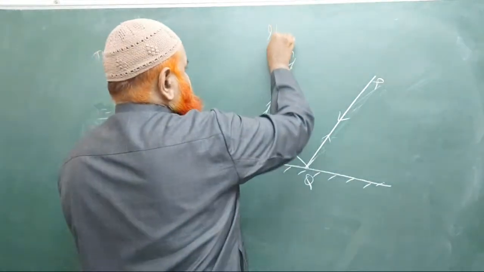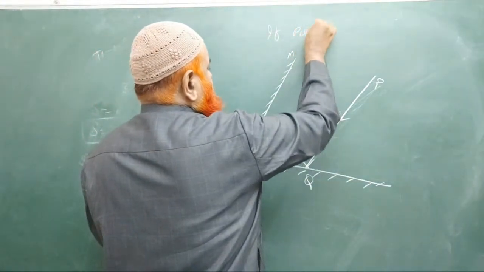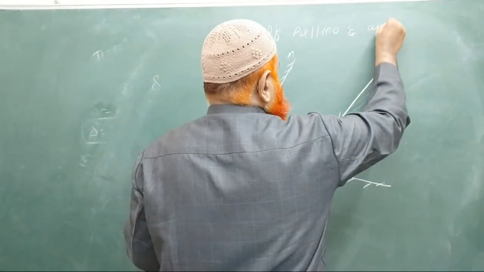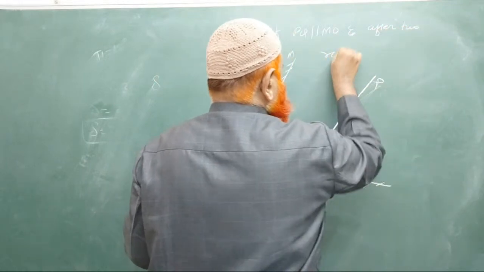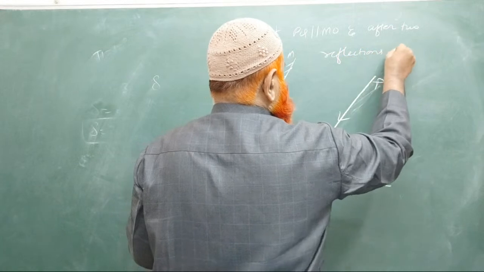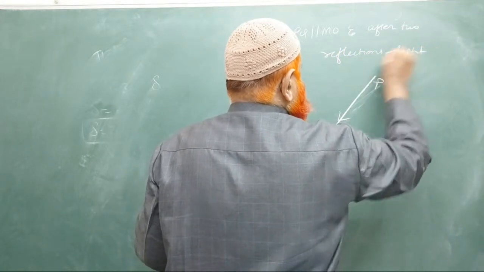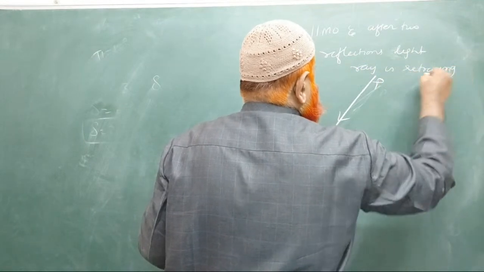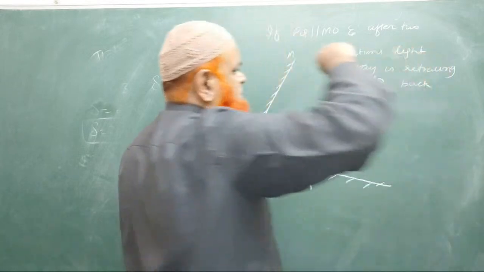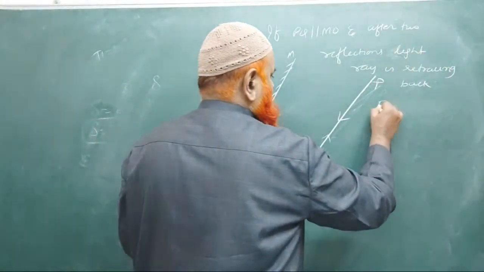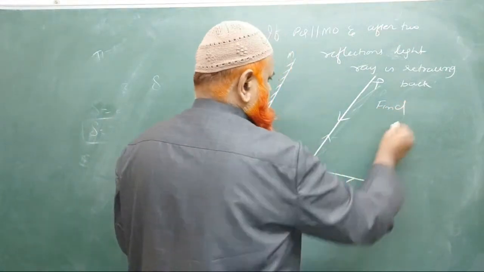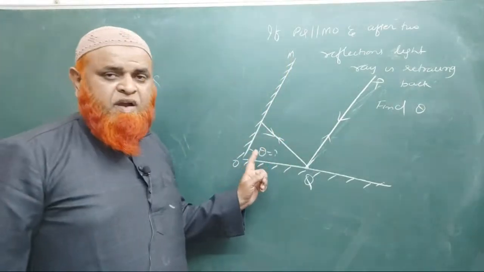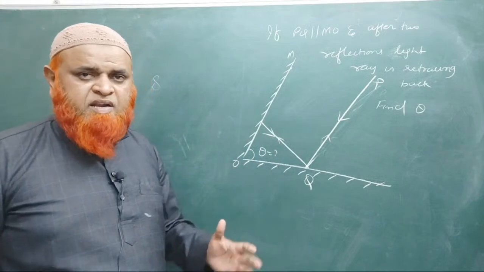And the condition is like that: if PQ is parallel to MO, and after two reflections, light ray is retracing back, find theta. You have to find out this angle theta. How are you going to find out this angle theta? Try to understand the question.